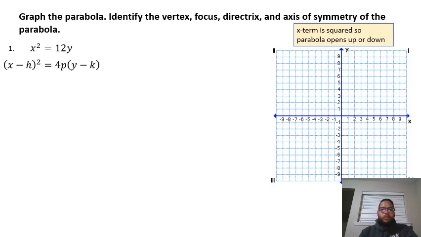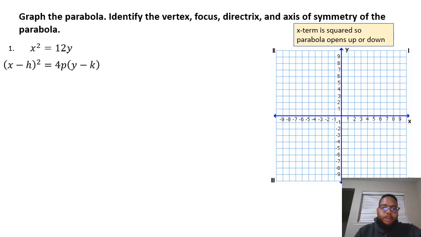In this example, we're going to graph the parabola, identify the vertex, focus, directrix, and axis of symmetry of the parabola. And in this one, the x term is squared. Because the x term is the one that's squared, which is what we're used to, it's going to open up or down. Now in this case, since p is positive, we're going to open up.